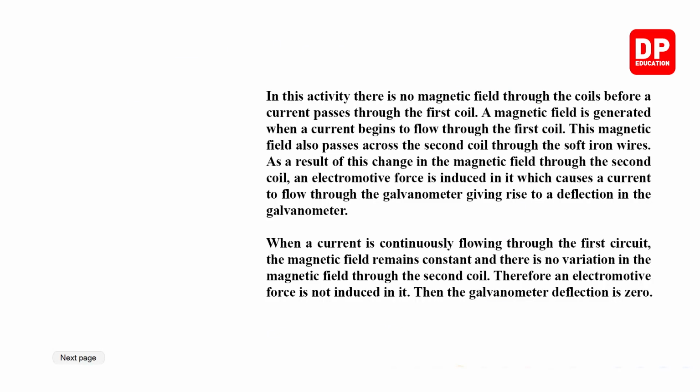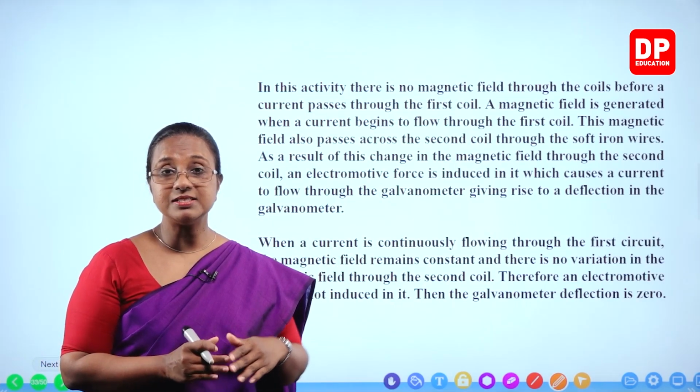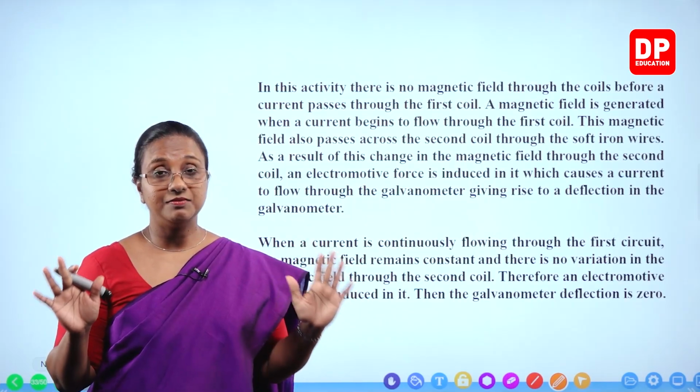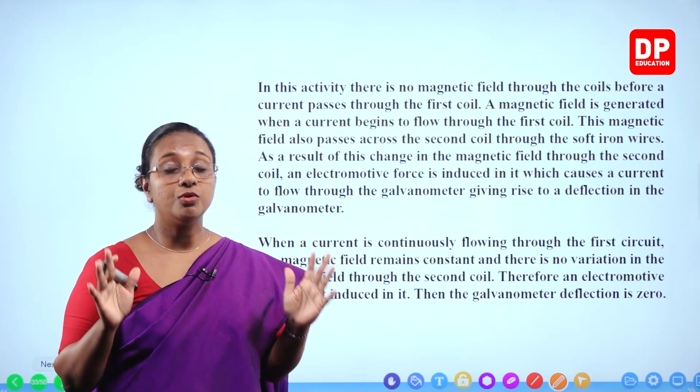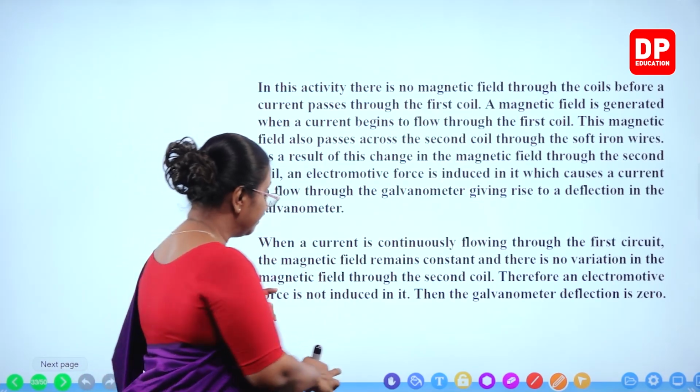In this activity, there is no magnetic field through the coils before a current passes through the first coil. Initially, we only have the bundle of soft iron wires, around that the copper wire coil. So there is no magnet. We did not have any magnets, no magnetic poles, so there is no magnetic field.